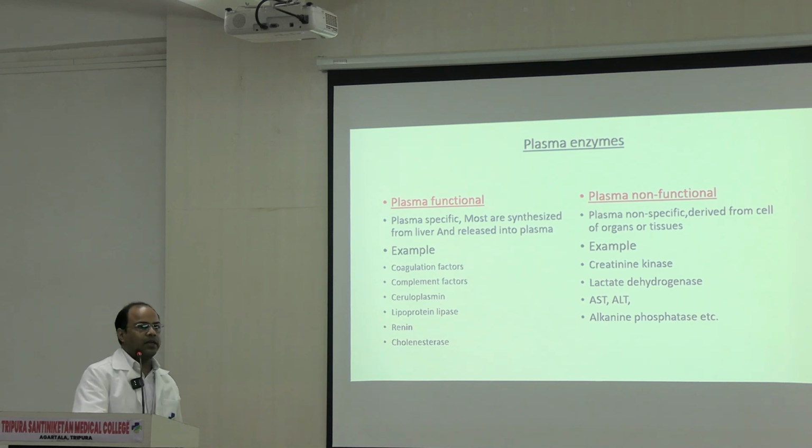Cholinesterase is present in nerve endings. These are plasma proteins. Plasma non-functional proteins are non-specific, derived from cells of organ or tissue. Examples: creatine kinase, lactate dehydrogenase, AST, ALT, alkaline phosphatase, etc.